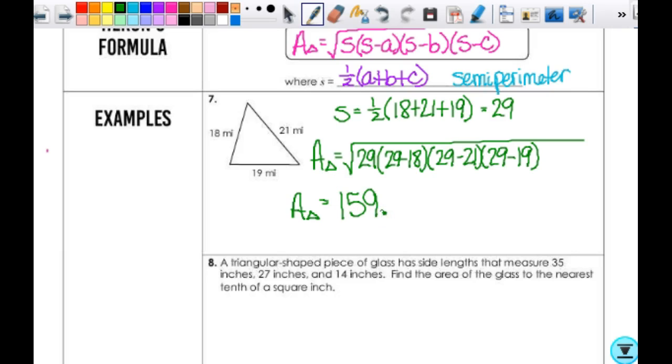These directions said the nearest tenth, so 0.7 is okay, and then miles squared. Very good.